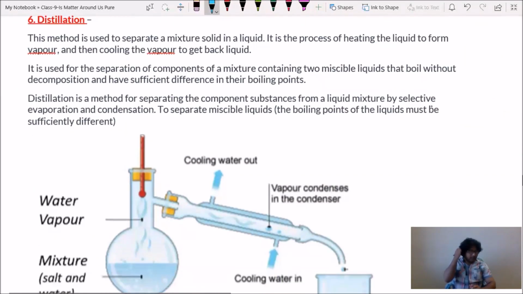Well, coming to another method, that is distillation, which you have already learned in your 8th class. It is quite simple. This method is used to separate a mixture of a solid in a liquid. It is the process of heating the liquid to form vapor and then cooling the vapor to get back the liquid. You see, it is used to separate components of a mixture of two miscible liquids. Miscible liquids, in the sense, solutions which are combined together and which can be mixed thoroughly.